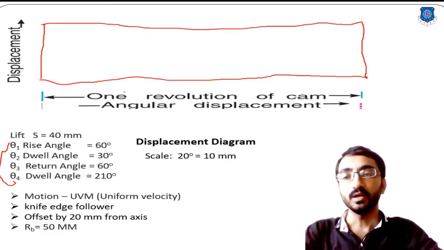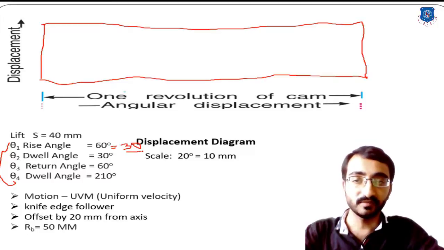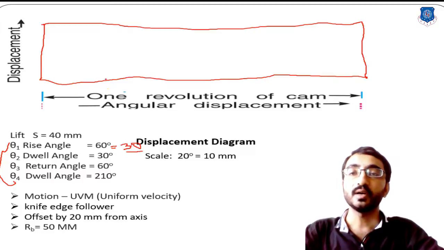Okay, now the first theta 1, that is for rise 60 degree. So 60 degree will be covered with 30 mm distance. Okay, if you use the scale, then you can simply calculate that to represent 60 degree we need to draw a length of 30 mm. So over here you have to make the first division of 30 mm. Okay, so this rectangle will cover up the displacement diagram for the rise angle.